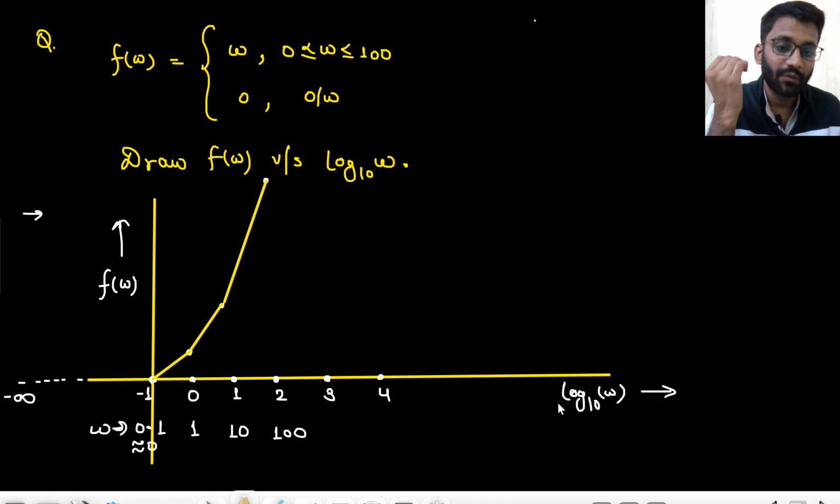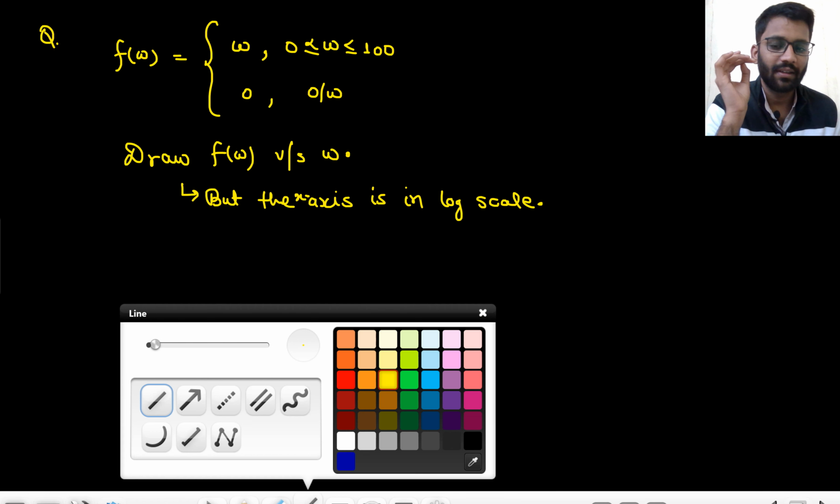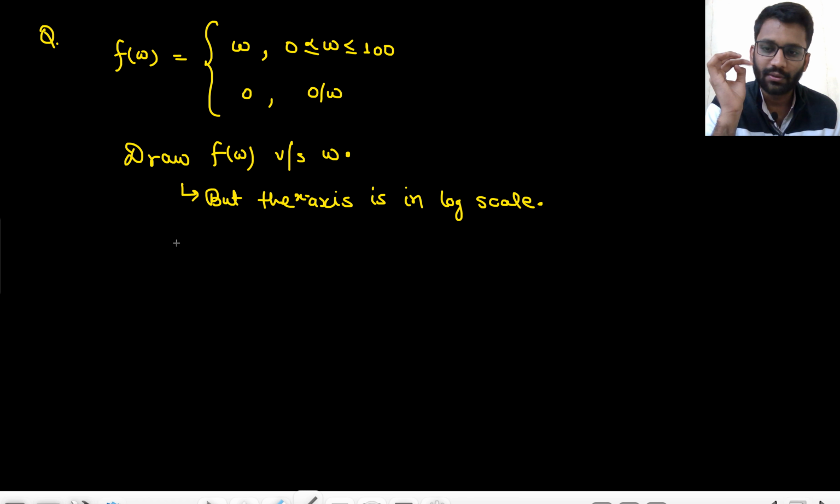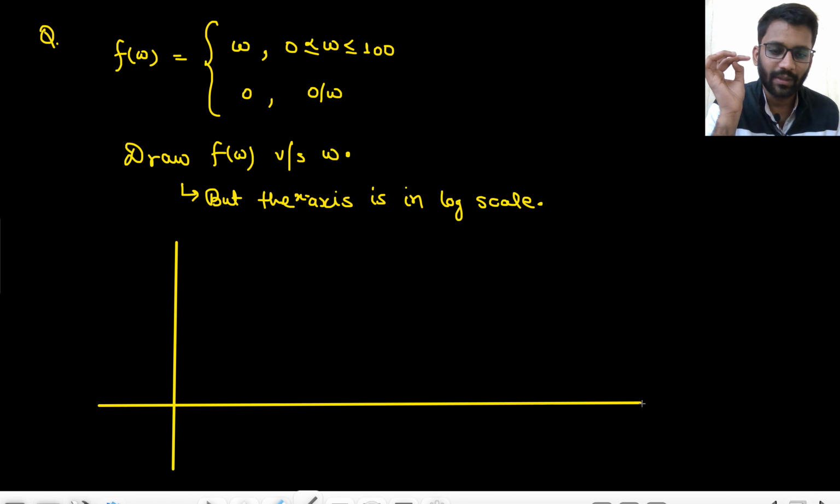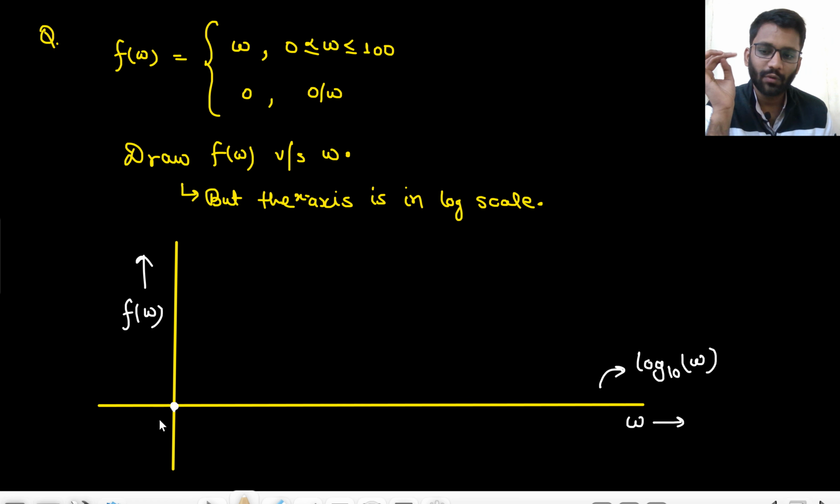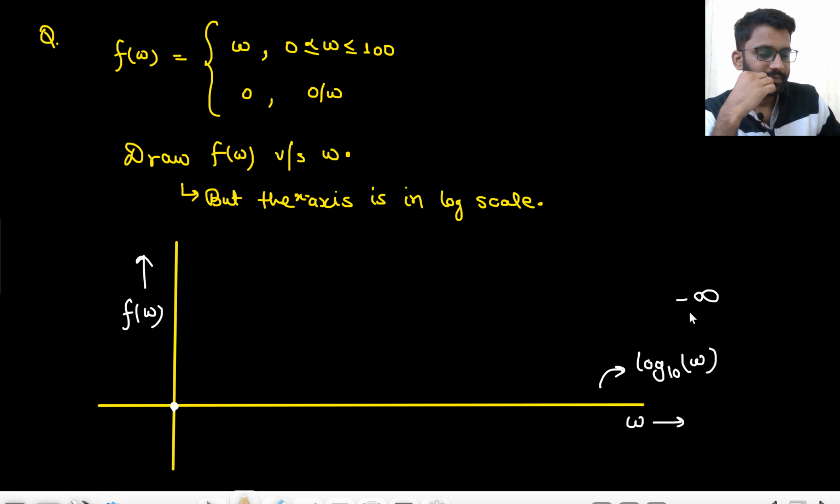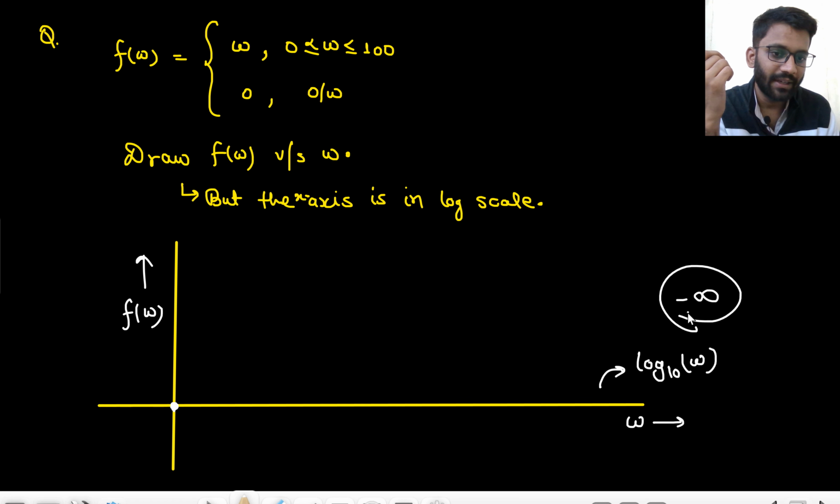Okay, now what are we going to do? We are going to plot f of omega versus omega, but the x-axis is in log scale. So first answer one of my questions: what value of omega will I put here? If I put omega equals to 0, what will this axis think? That minus infinity is applied. So where will it send us? It will send us here.